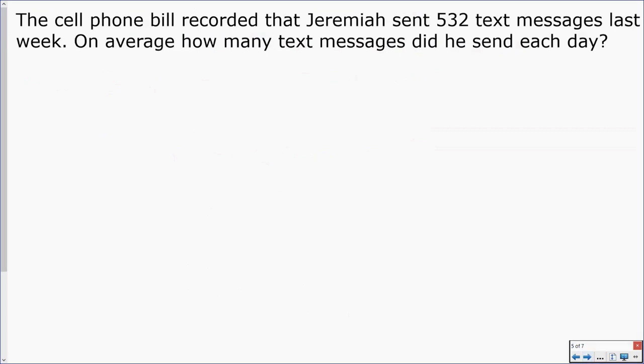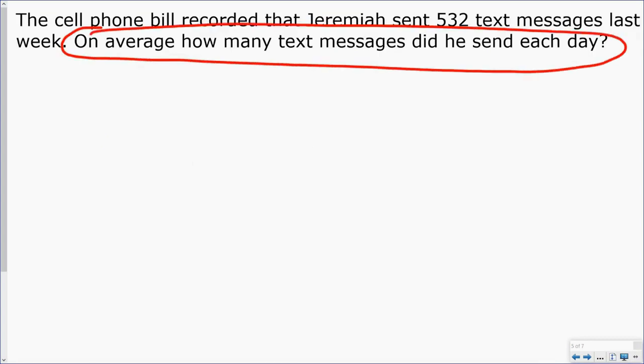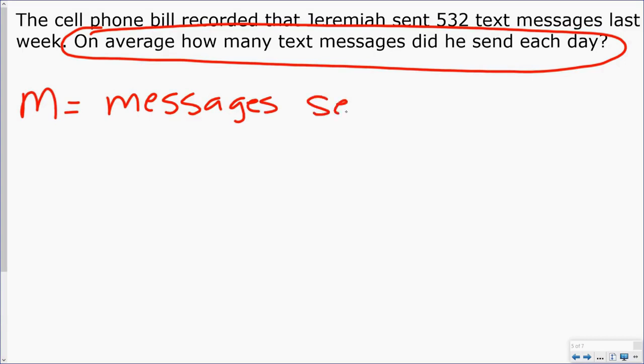Now, let's take a look at this situation. It says the cell phone bill recorded that Jeremiah sent 532 text messages last week. On average, how many text messages did he send each day? So again, my variable needs to come from my question. And the question says, on average, how many text messages did he send each day? So I'm going to use M for messages sent. And again, when I set up my equation, it is going to equal my messages sent.